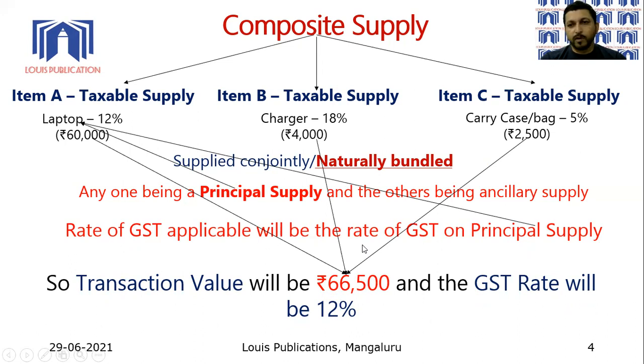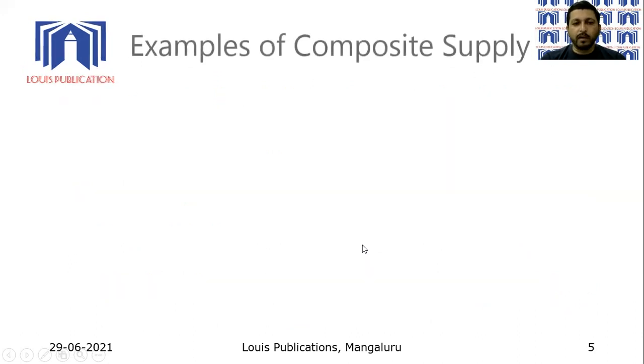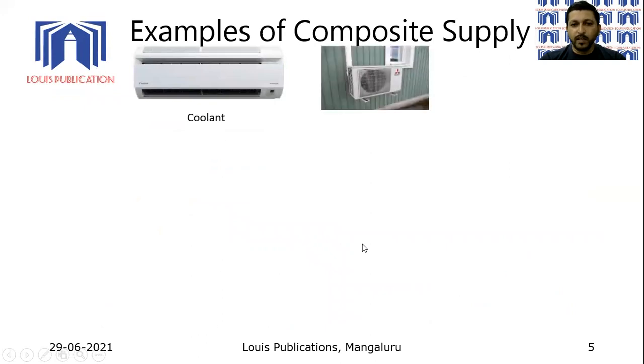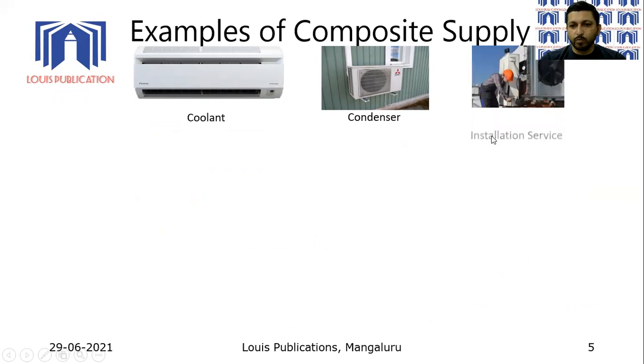So I hope the concept of composite supply is clear, but we have a few examples. Let's look at it. We have the coolant, we have the condenser, and we have the installation part as well. Put together, you can imagine that these two items are of no use without this particular item. So we have to understand that. Similarly, if you have these two items, but if it is not installed, it is of no use at all.